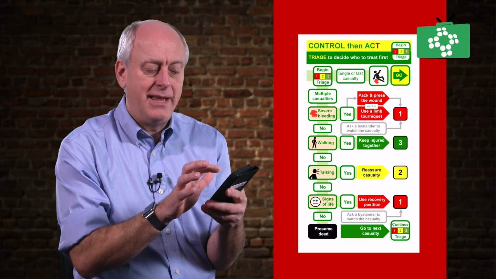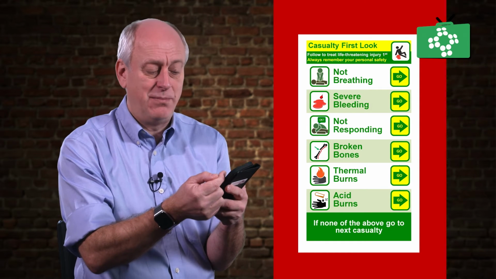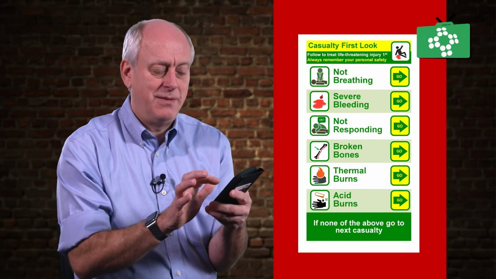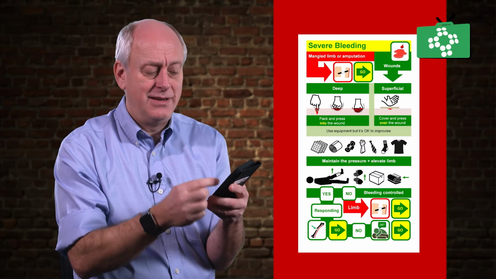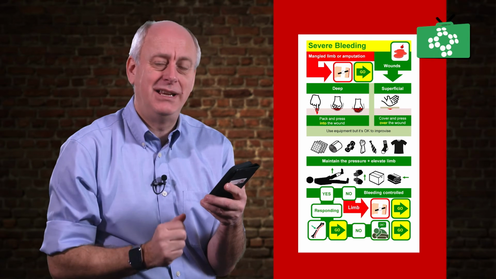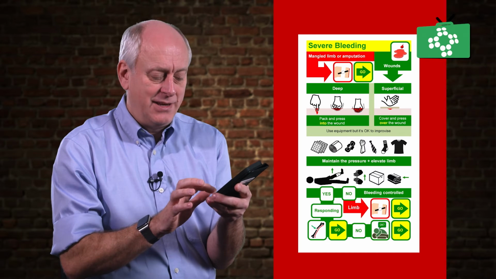Once you've done that, hit the go button, and it then goes on to individual people. So for this example, are they breathing? Is it severe bleeding? Not responding? So let's just go for severe bleeding. And then nice, easy picture graphs and arrows tell you exactly what you need to do in order to deal with this situation. And then at the end, you can go through.